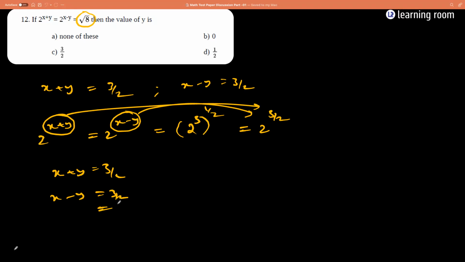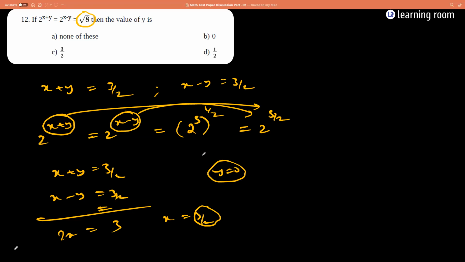Got it? Yes, sir. So what will be the answer? 2x will be equal to 3. x will be 3 by 2. So when x is 3 by 2, y will be 0. Got it? Yes, sir.